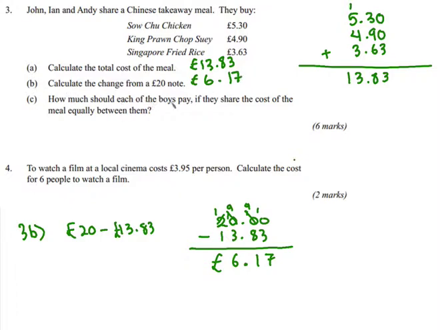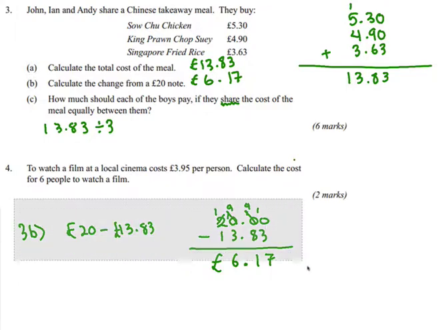3c, how much should each of the boys pay if they share the cost of the meal equally between them? Okay, so with this we need to do division, because we want to share. The key word here is share, division. And there are 1, 2, 3 of them. So we have to do 13.83 divided by 3 to give us the amount that we need to share.